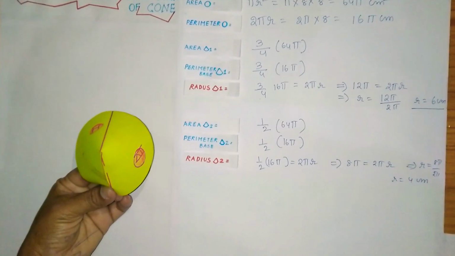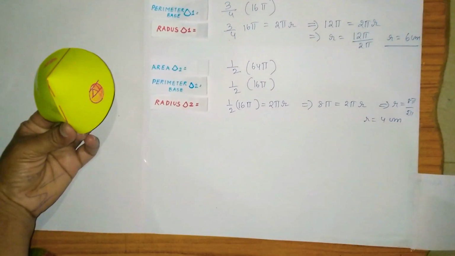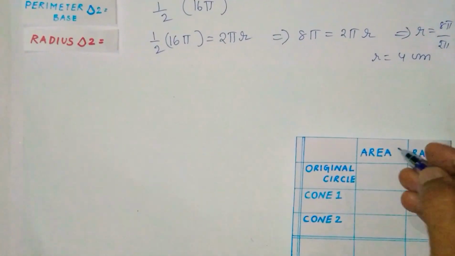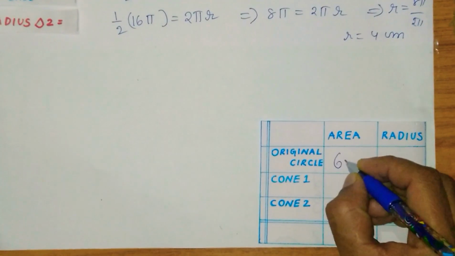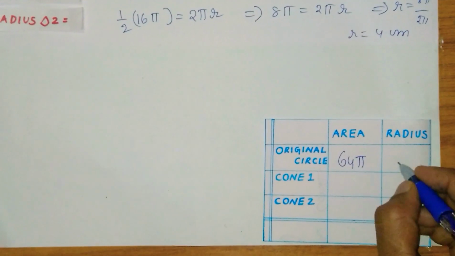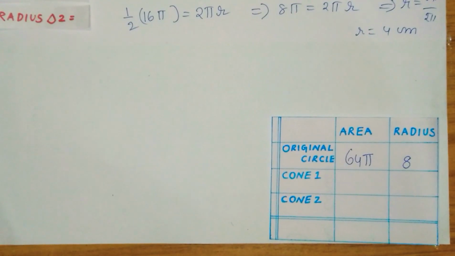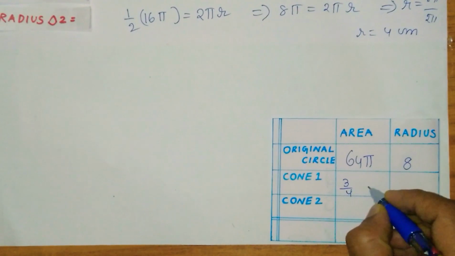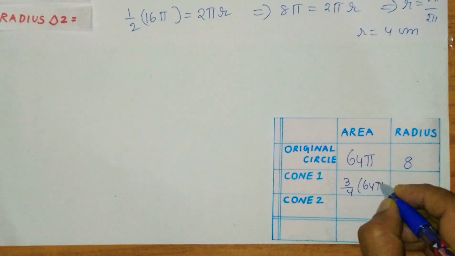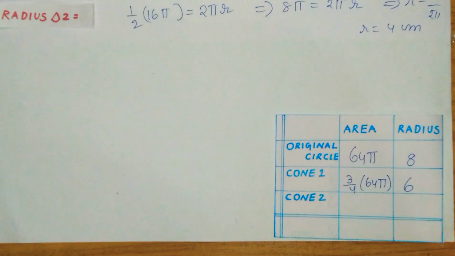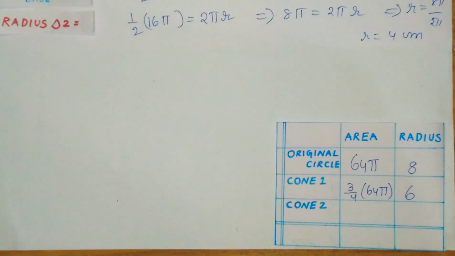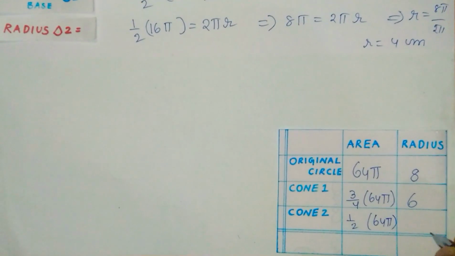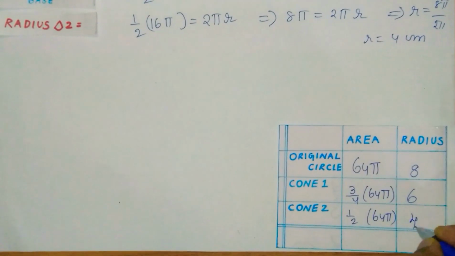Now let us systematically write down our observations. Original circle area is 64 pi, radius is 8 centimeters. Area of cone 1 is 3 by 4th of 64 pi, radius is 6 centimeters. Area of cone 2 is half of 64 pi and radius is 4 centimeters.